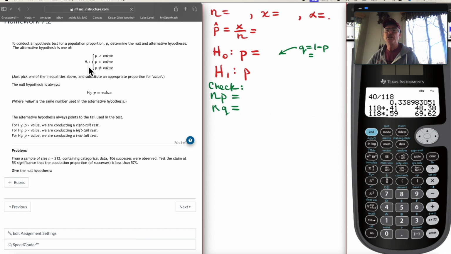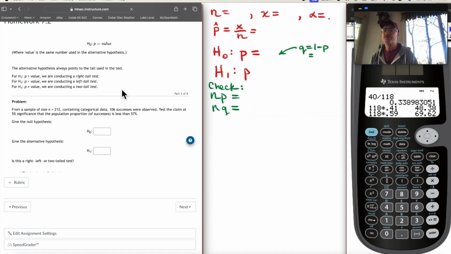We do little h1, and then you have to do one of these. Either P is bigger than a value, P is less than a value, or P is not equal to a value. And you determine that based on just reading the problem. So we'll do that in a second. Then the null hypothesis is always H0, P equals a value. And you would use the same value here that you used up here in the alternative hypothesis.